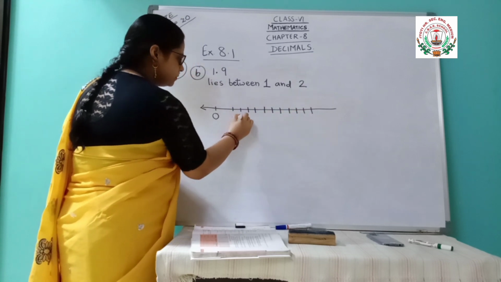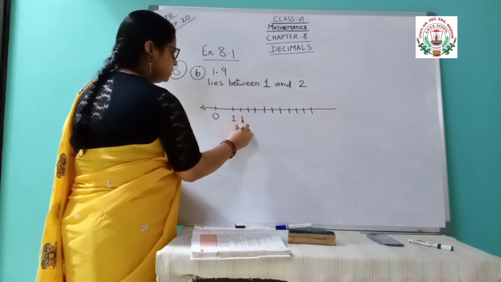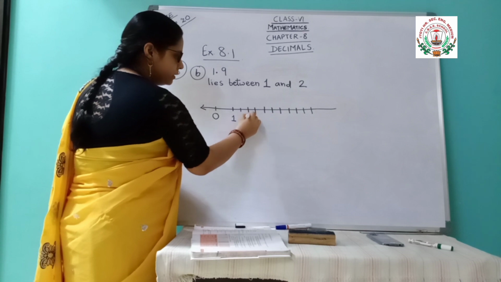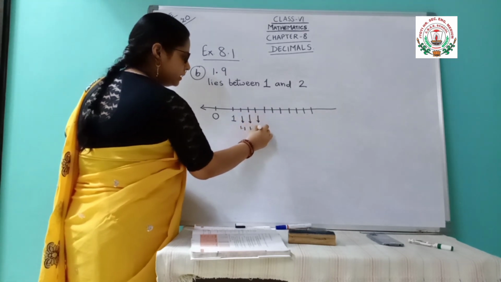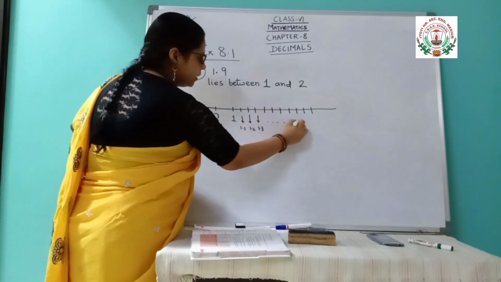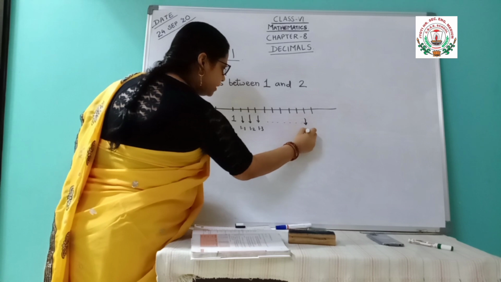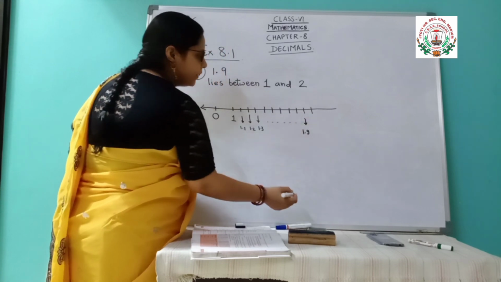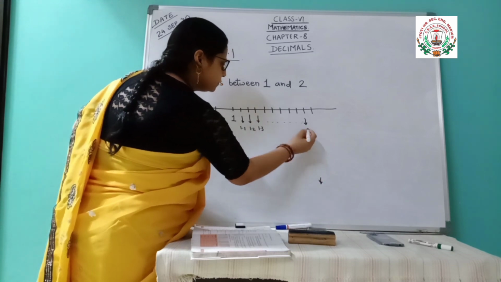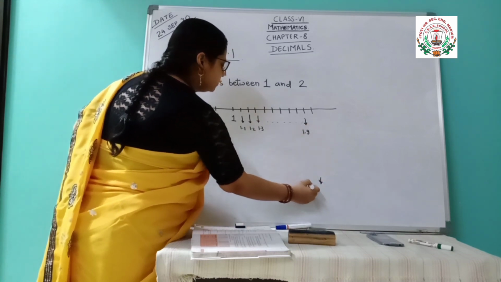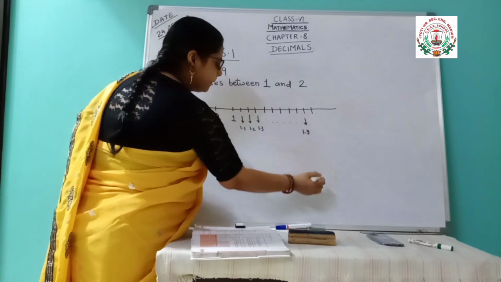Now it is 1.1, 1.2, 1.3, like that going up to this. This is your 1.9. And then 1.10 means... 1.9 only you require.